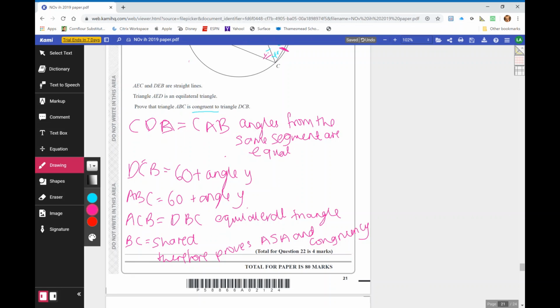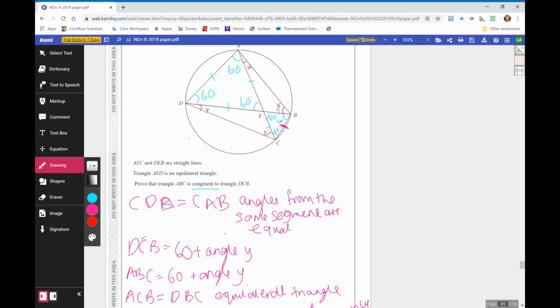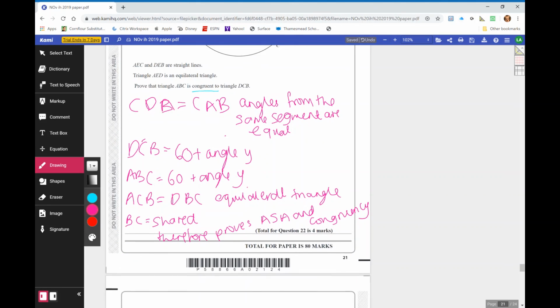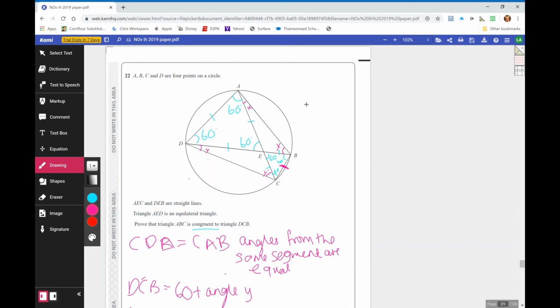It's generally 2 marks for the kind of notation and everything, and then 2 for the talking about angles from the same segment are equal, and the fact that it's an equilateral triangle. You sometimes get marks for marking on here, but it really depends. I would try and do both.